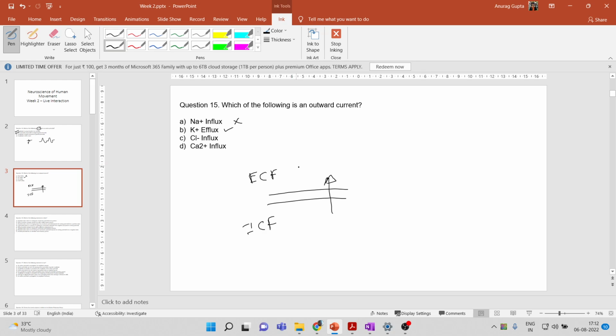Then chlorine influx. If negative charge is going in, that means we can also say that a positive charge is going out.